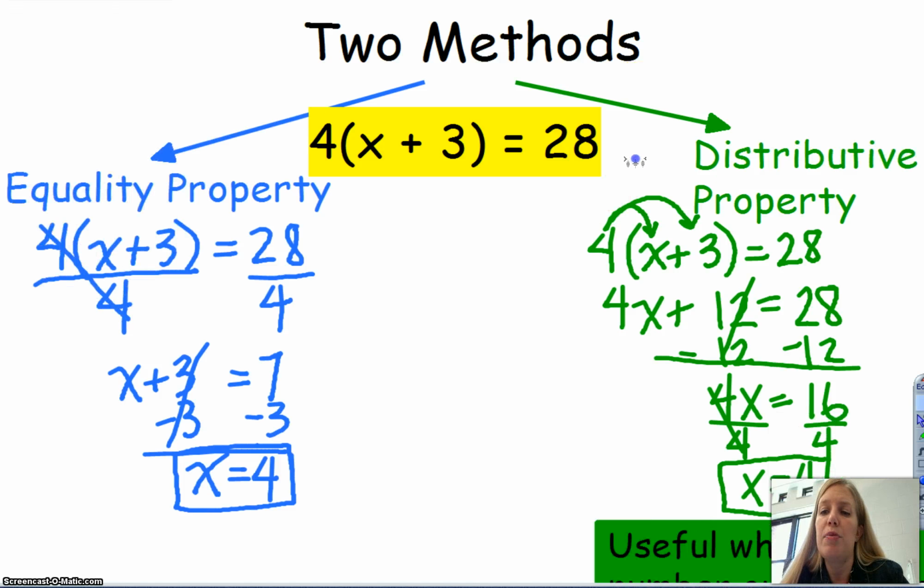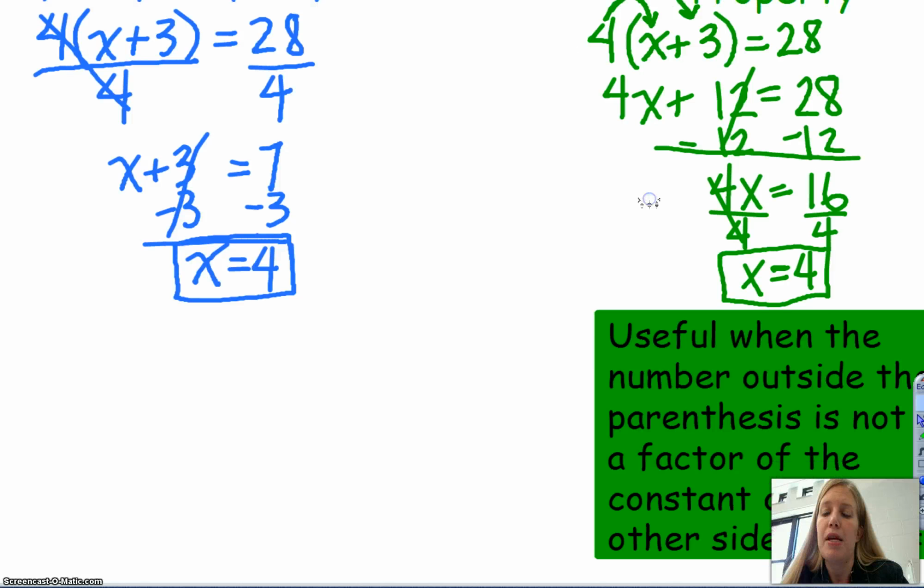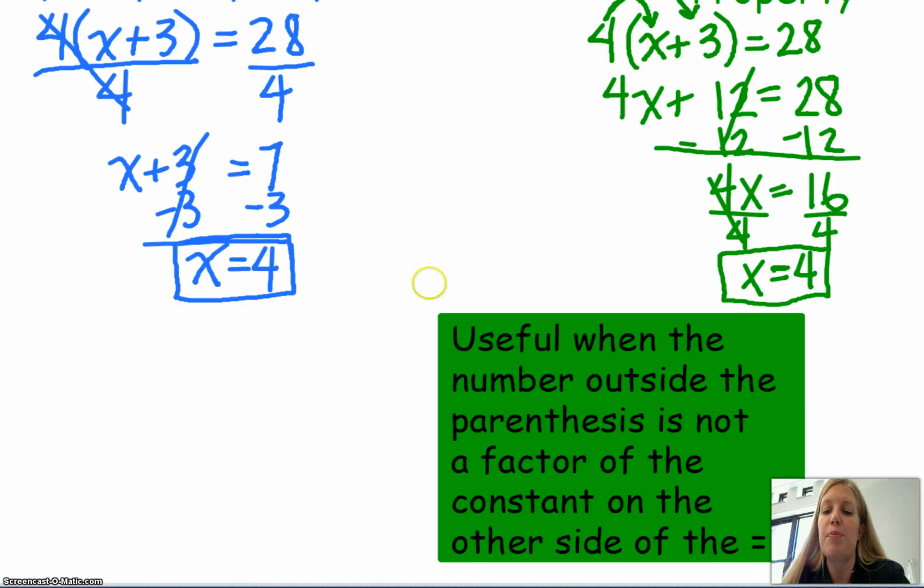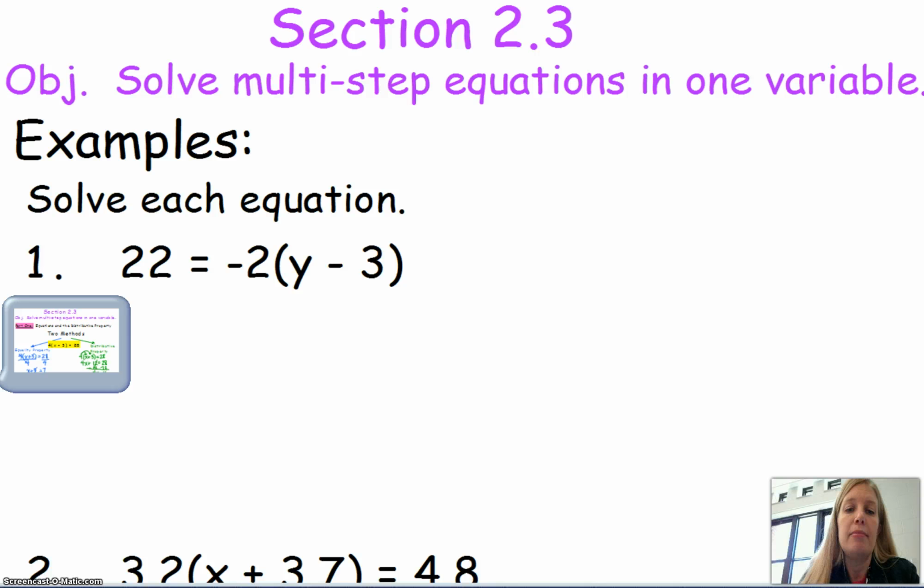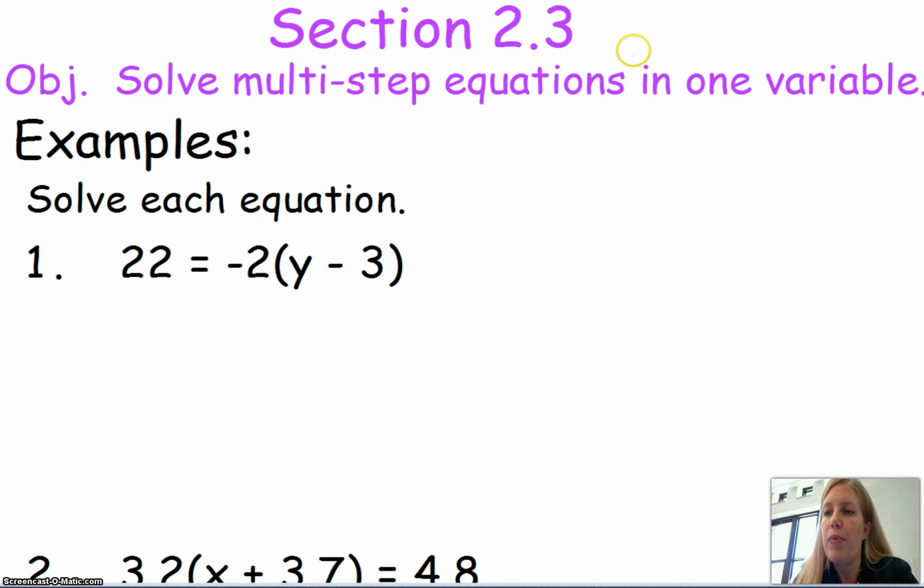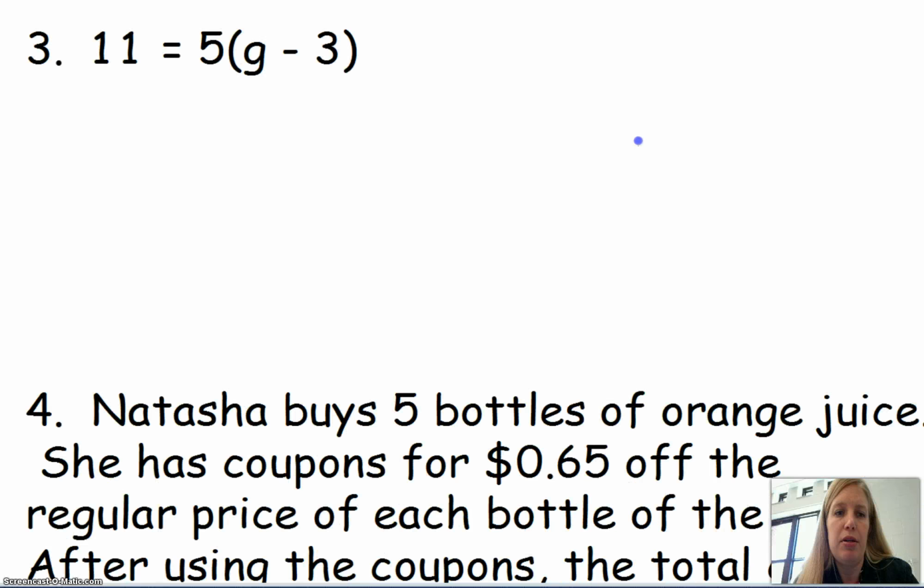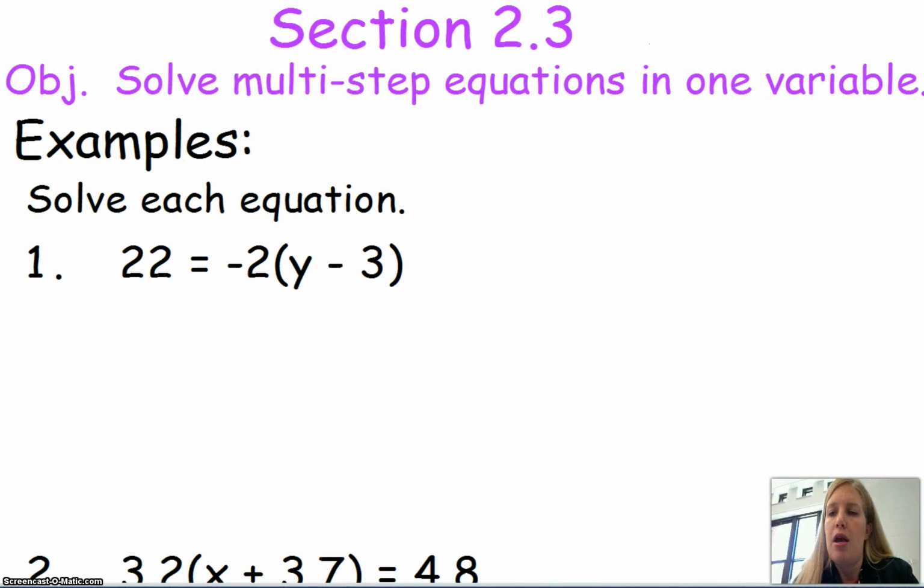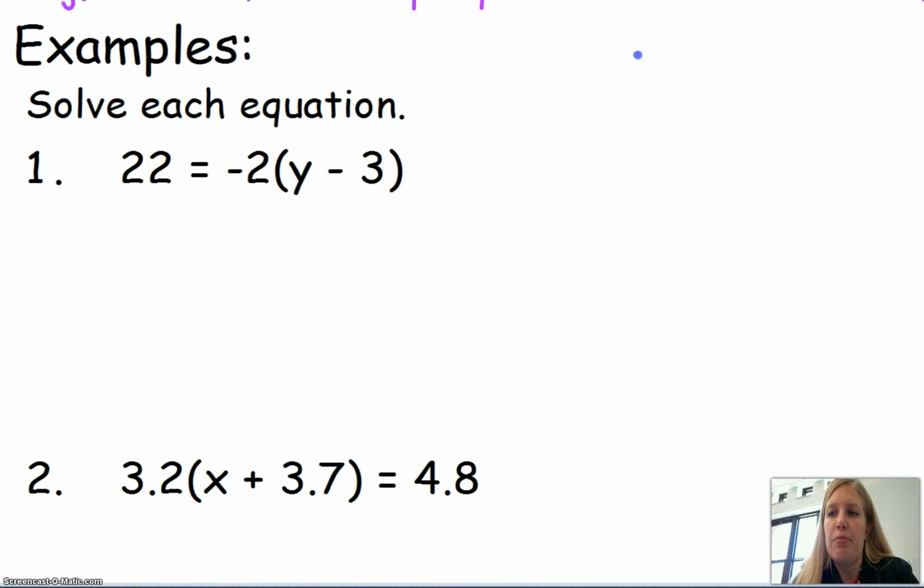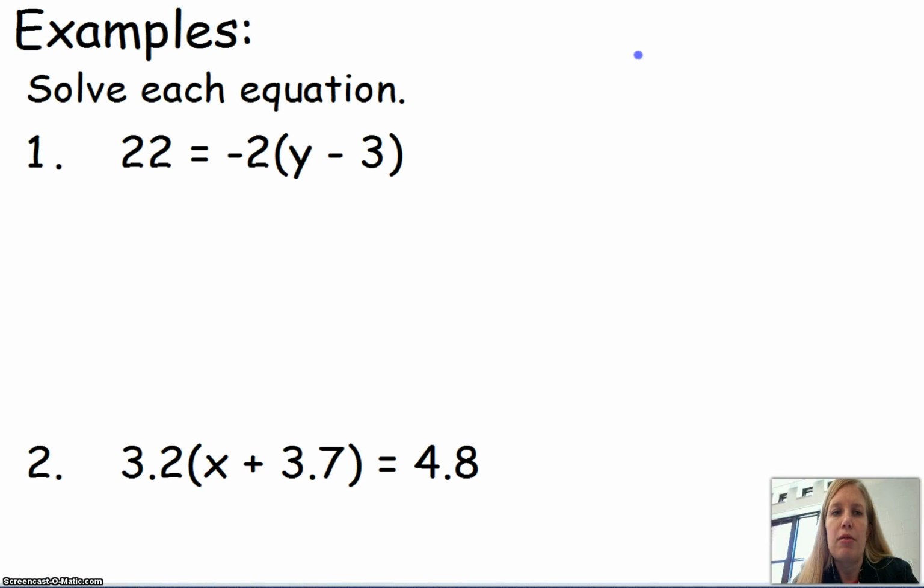However, the distributive property way is useful, and this is your key idea here, when the number outside the parentheses is not a factor of the constant on the other side of the equal sign. Like I was saying, the 28 was easily divisible by 4, and then you want to do it that way. So let's look at some more problems. We're not going to do all these. Let's do 2 more problems, and then we will go on to part 2.